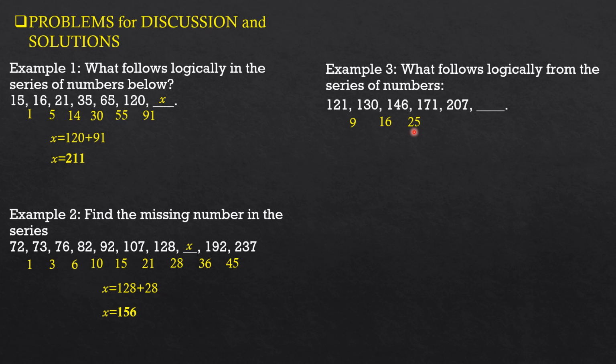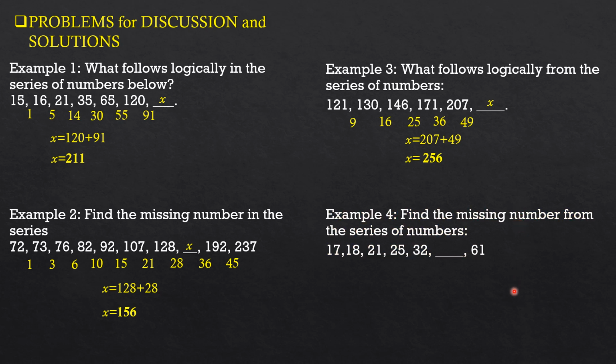So that's 5 square. 207 minus 171 is 36, and that is 6 square. So next is 7 square, which is 49. Therefore, if we denote that by x, x is 207 plus 49, and it is 256.